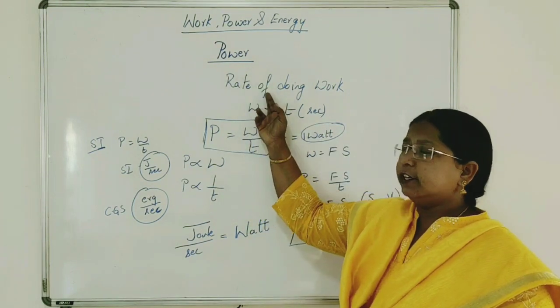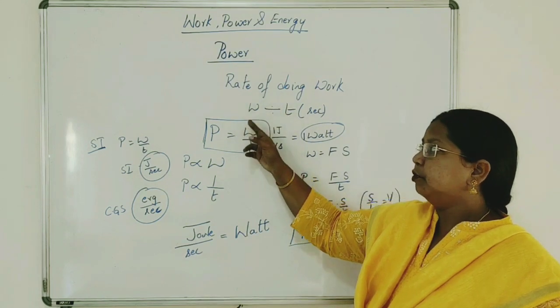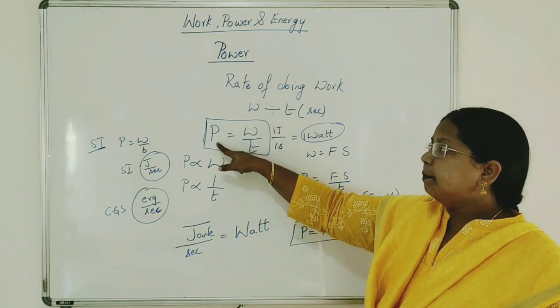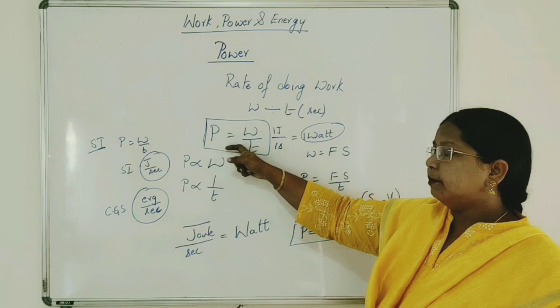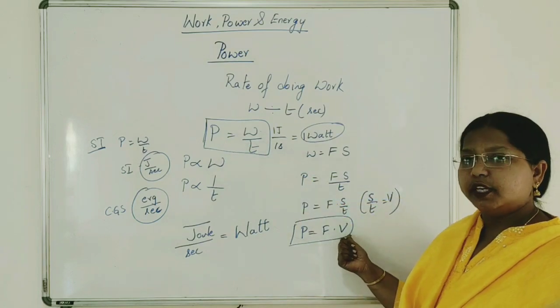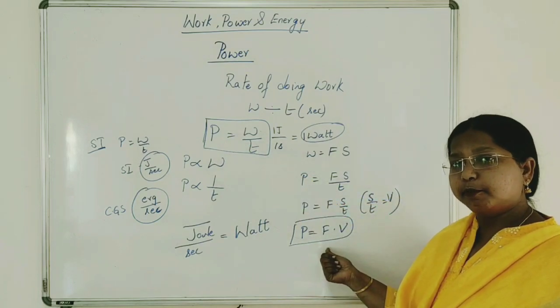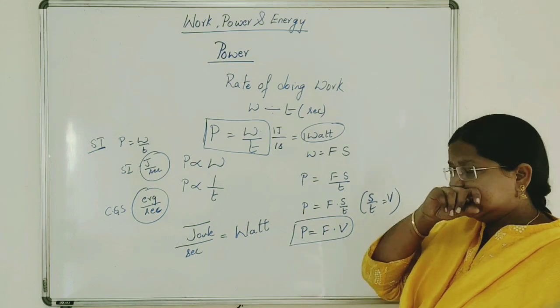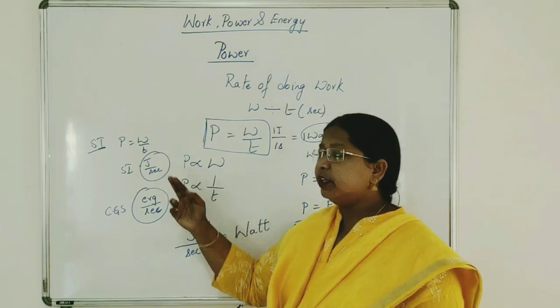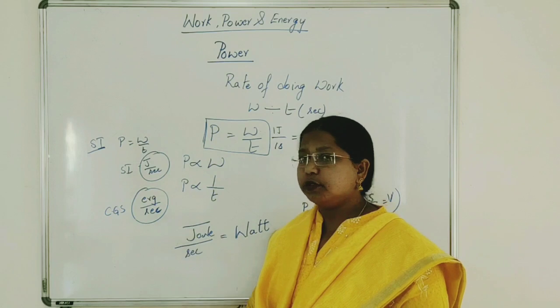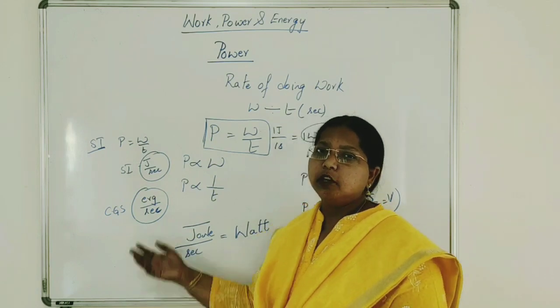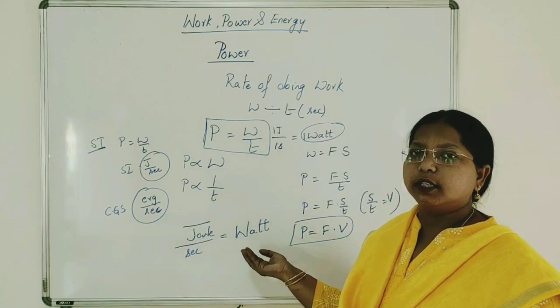So power is the rate of doing work, W by T. And power is also represented as F into V. Power is defined as a product of force and velocity. SI units of power is joule per second and CGS unit is erg per second. Joule per second is also called as watt.